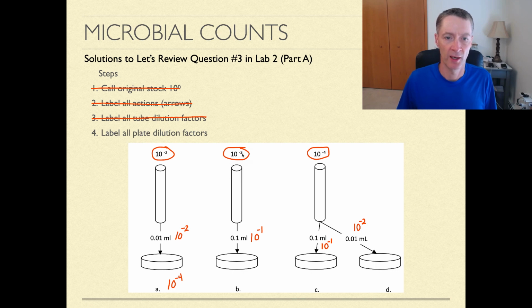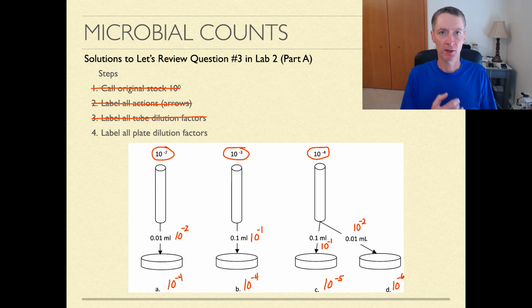Again, we add powers. Negative 3, negative 1. We have a 10 to the negative 4 in this plate. Same dilution factor in these 2 plates. We just got there in a different way. Next one, we have a negative 4 with a negative 1, 10 to the negative 5. And then we have a negative 4 and a negative 6, 10 to the negative 6.